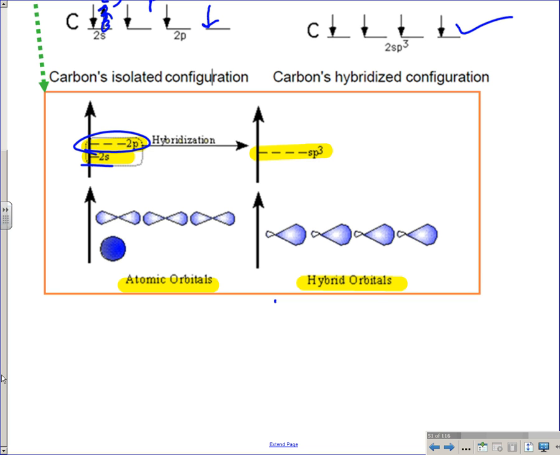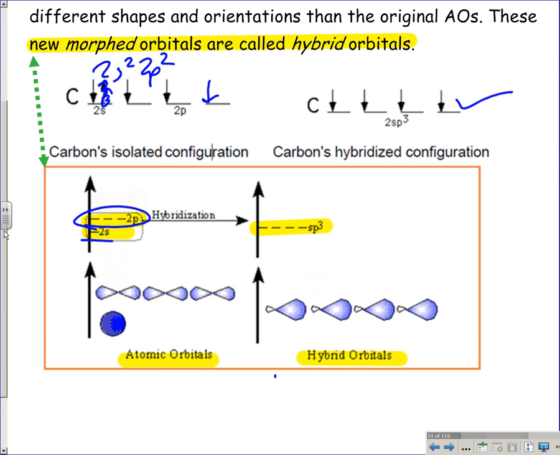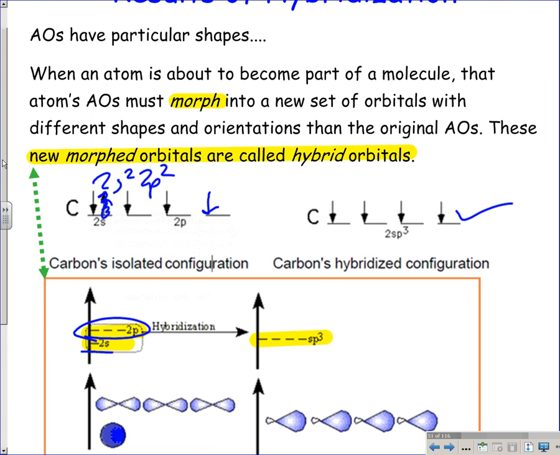Are we okay so far? It morphed the shapes. That's what's happening here, morphing the shapes. And that's what all that up there says.